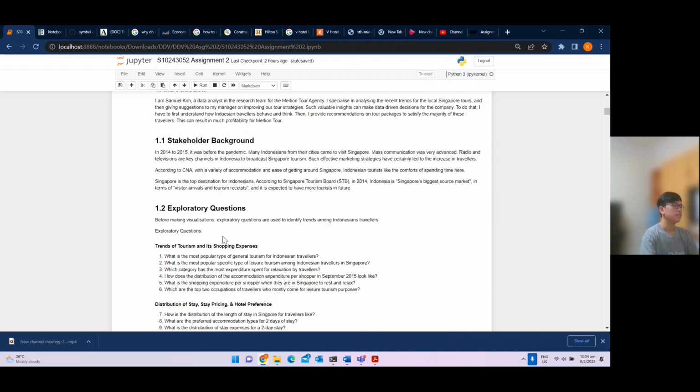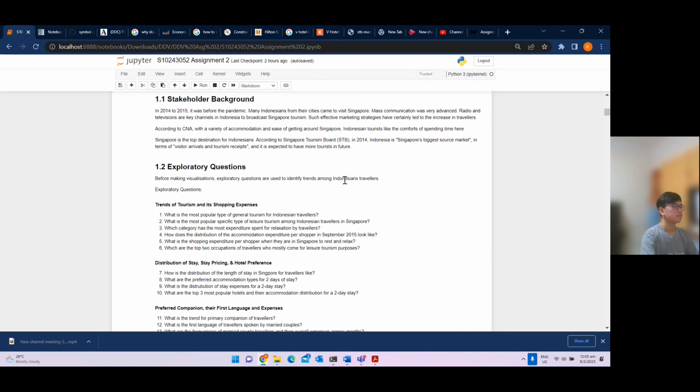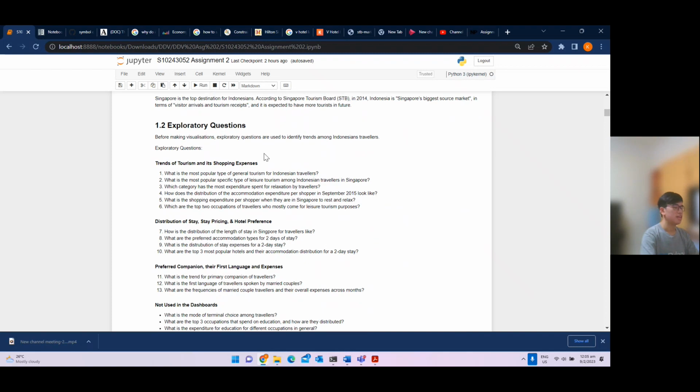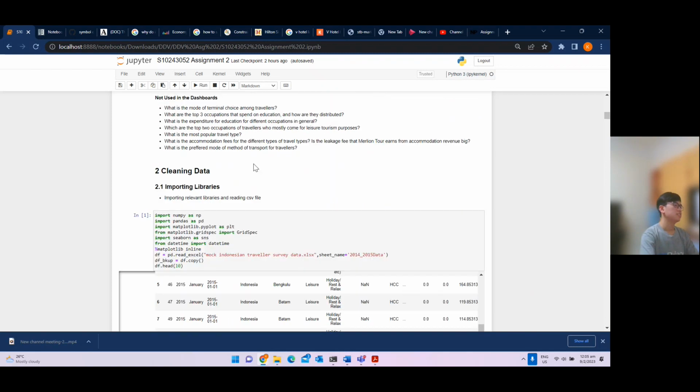To give a bit of context, in 2014 to 2015, it was before the pandemic, and many Indonesians from the cities came to visit Singapore. During that time, mass communication was very advanced, with radio and televisions being key channels in Indonesia to broadcast Singapore tourism. Such effective marketing strategies absolutely led to the increase in travelers. So here are my exploratory questions.